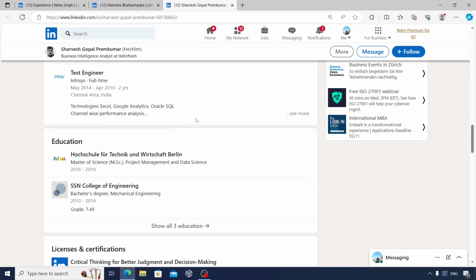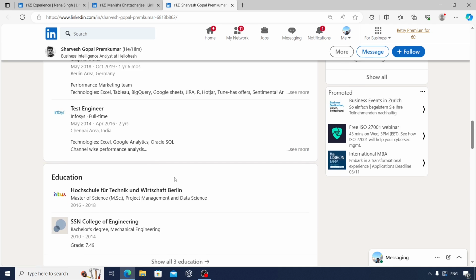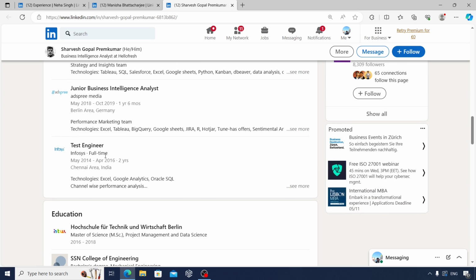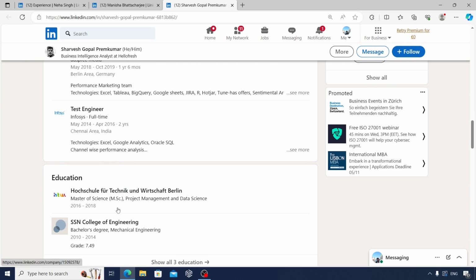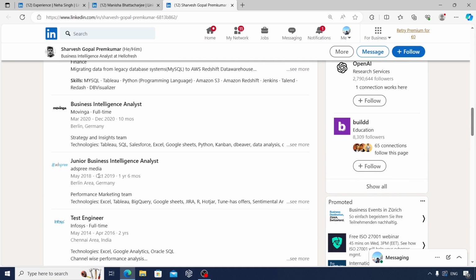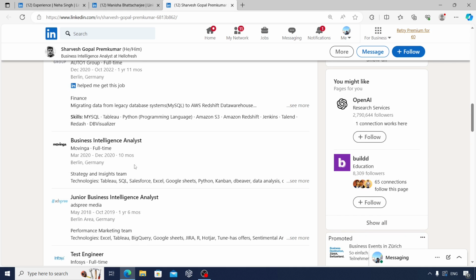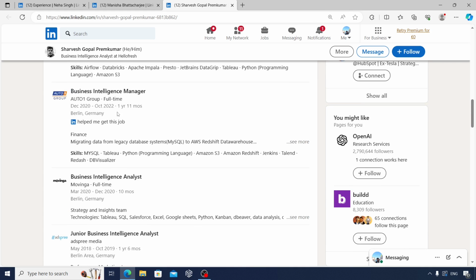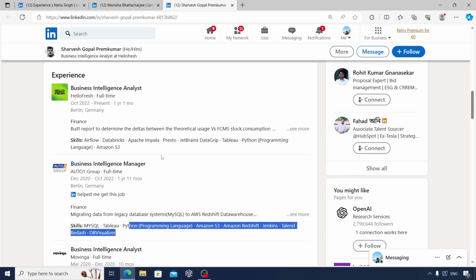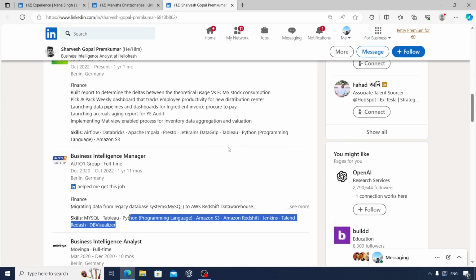Another profile I found fascinating is Sharvesh. Did a bachelor's in mechanical engineering, then started out as a test engineer at Infosys, then a couple of years master's in Berlin, and then started as a junior business intelligence analyst in a company, and then transitioned into business intelligence analyst at Movinga, and then into the Auto1 Group as BA manager. As you see again over here, he's used Python, Amazon S3, Redshift, Jenkins, and even MySQL and Tableau, and currently working in HelloFresh, right? Again moving more to the data engineering slash data analyst angle.